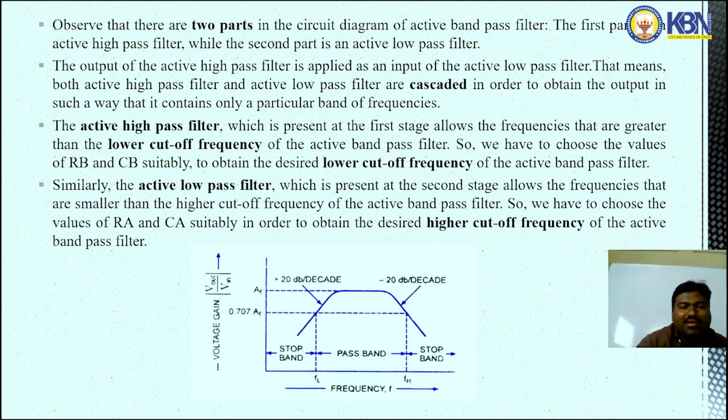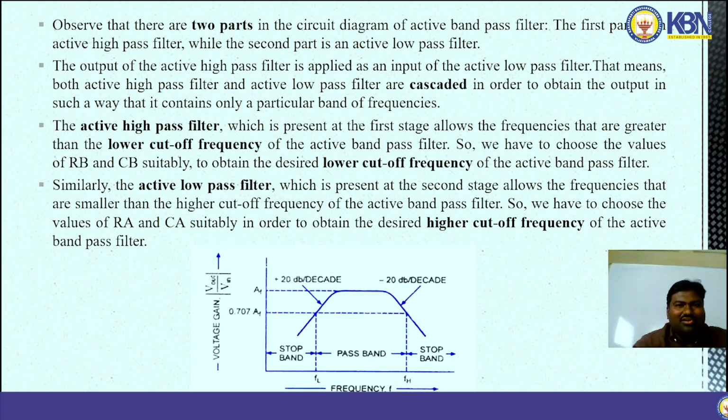The figure shows the active band pass graph. Here frequency is on the x-axis and output voltage on the y-axis. Below the cutoff frequencies is the stop band, and above the cutoff frequencies is known as the band pass region. The lower frequency is represented by FL and the higher frequency by FH. The bandwidth of the band pass filter is the difference between the two frequencies, that is, high frequency minus low frequency.